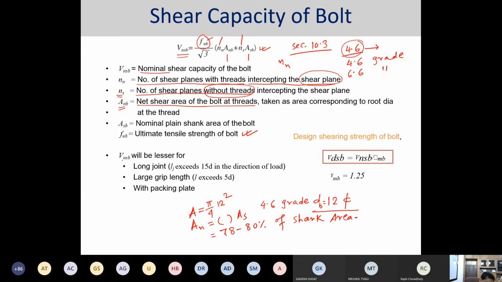After calculation, this VNSB, the shear capacity of the bolt, you are going to divide by the required factor of safety to convert it into the design shear strength of the bolt. Okay, is there any question till now?